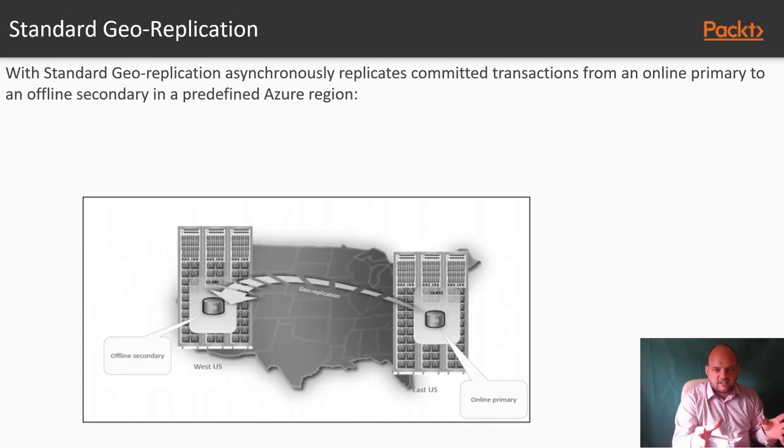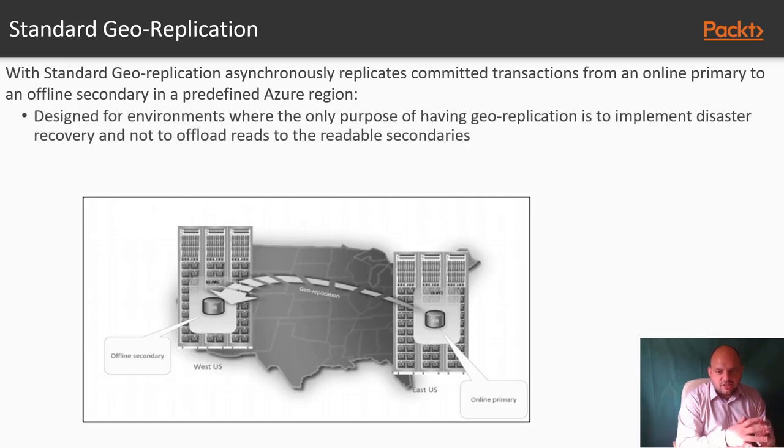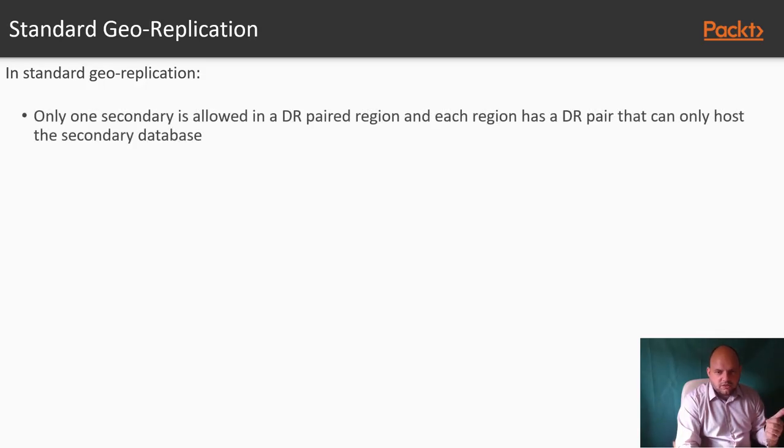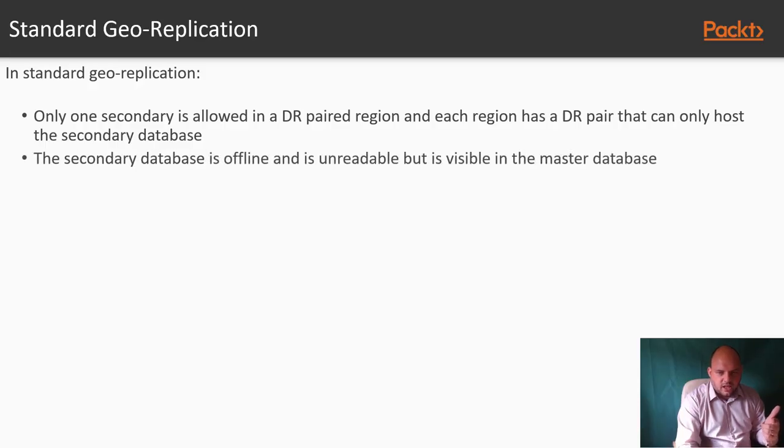Now with this, it asynchronously replicates committed transactions from an online primary to an offline secondary in a predefined Azure region. The standard geo-replication is designed for environments where the only purpose of having this replica is to implement DR, disaster recovery, and it's not to offload the readable secondaries. Now, with standard geo-replication, only one secondary is allowed in a DR paired region. Each region has a DR pair that can only host a secondary database.